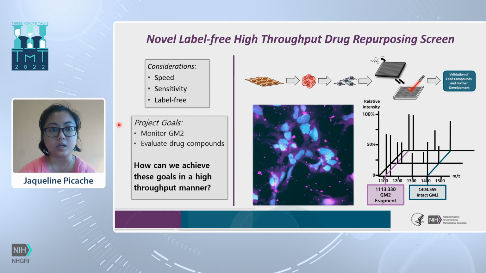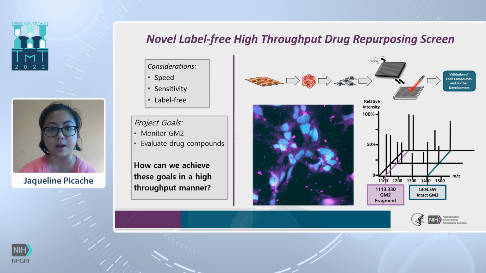I'm applying this drug repurposing screen to Tay-Sachs disease. And the main analyte of interest in Tay-Sachs disease is GM2, or ganglioside monosialo 2. After we develop this screen, we want to evaluate a library of drug compounds. And so keeping these two project goals in mind, our question becomes, how can we achieve these goals in a high throughput manner? I've developed a workflow here in order to answer this question.